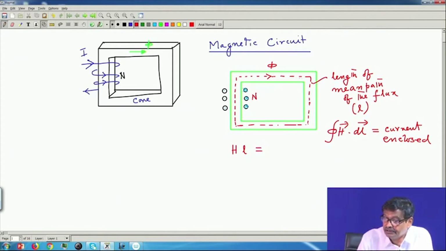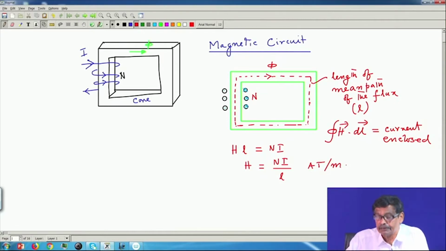How much current is enclosed by this path? N into I, N into I. We know this, so I will not spend much time on this. So, this is NI by L. Its unit is ampere turns per meter. This will be the case.